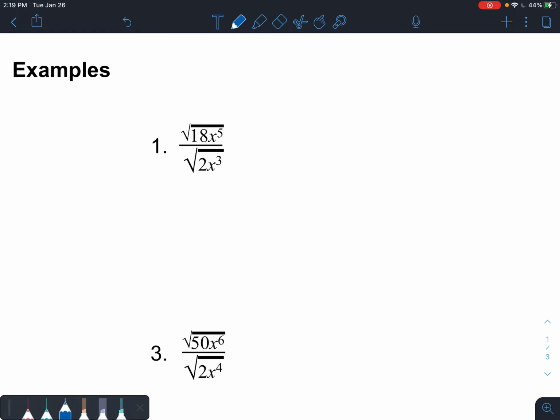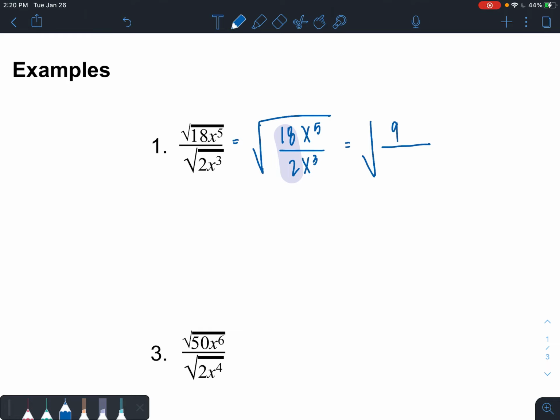All right, so what we're going to do is we're going to take each of these and set this up as a square root of 18x to the 5th over 2x to the 3rd, just like that. Okay, so then we simplify. 18 divided by 2 is 9. And we're just doing the math inside of here.